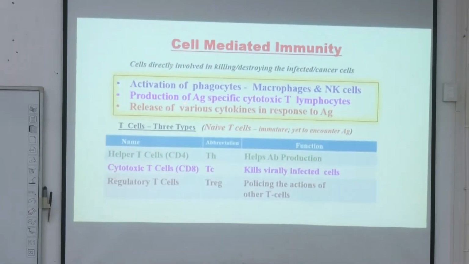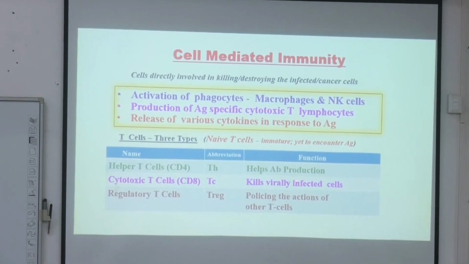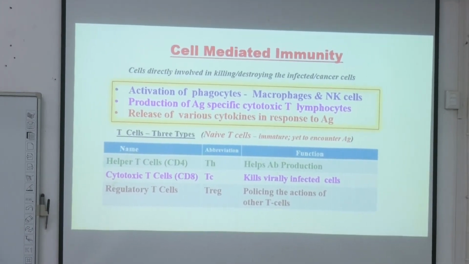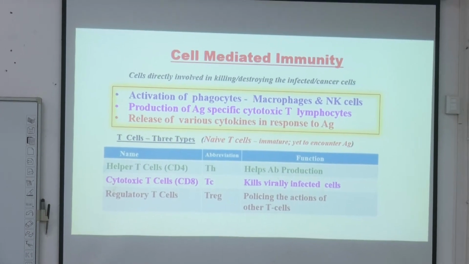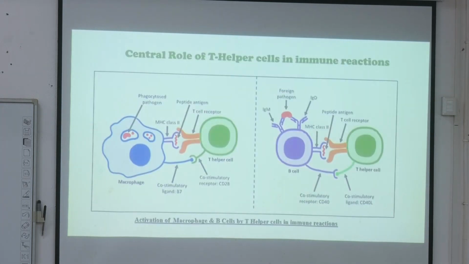T cells, for you to remember, are basically T helper cell and cytotoxic T cell. Helper T cell helps in production of antibody. Cytotoxic T cells kill the cells directly, be it a viral infected cell or a cancer cell. There is another type of T cell, the regulatory T cells, that regulates the activity and does the job of policing. So this is a central role of immune response.